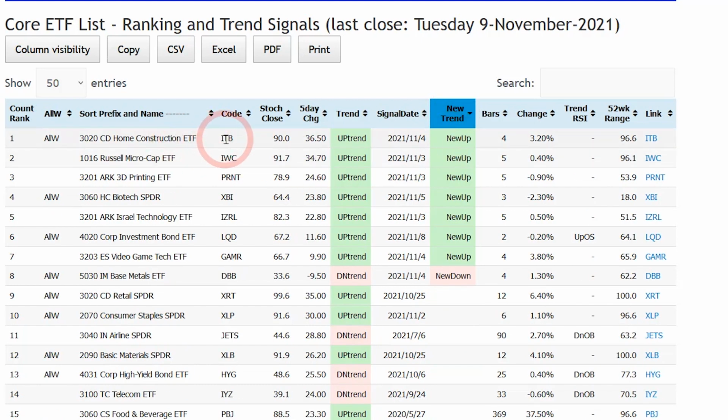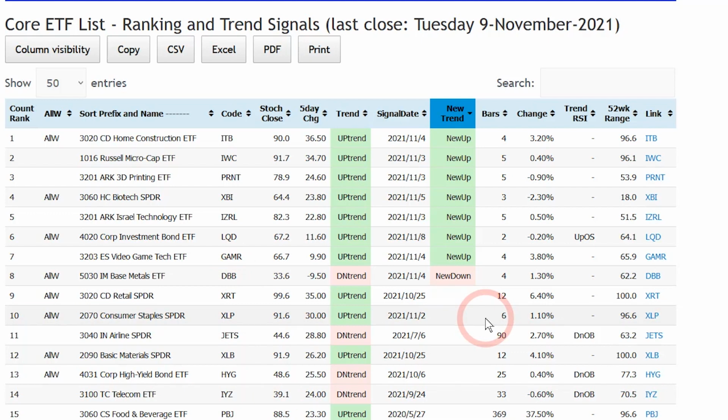We can see home construction, a new trend signal, microcaps. As I said, I'm going to remove these ARK ETFs. That would be print and Israel. But biotech, a new uptrend signal. And the biggest sector in the small cap ETF IWM is healthcare. And a lot of those are small cap biotechs. And a lot of those are in XBI here. So seeing a lot of strength there. And then gamer getting a new uptrend. And then base metals getting a new downtrend signal.